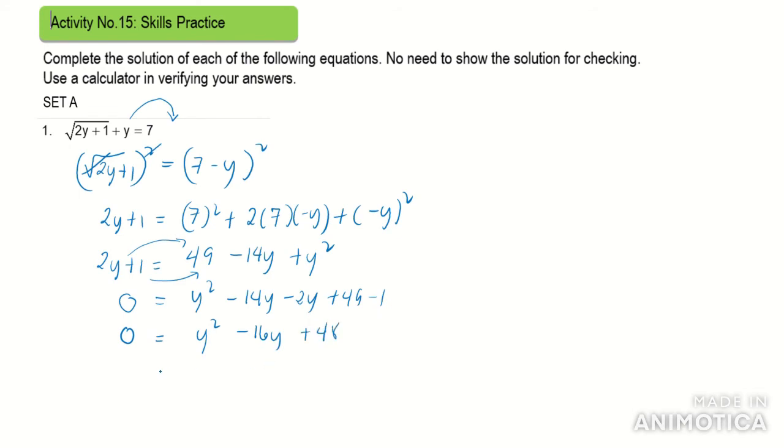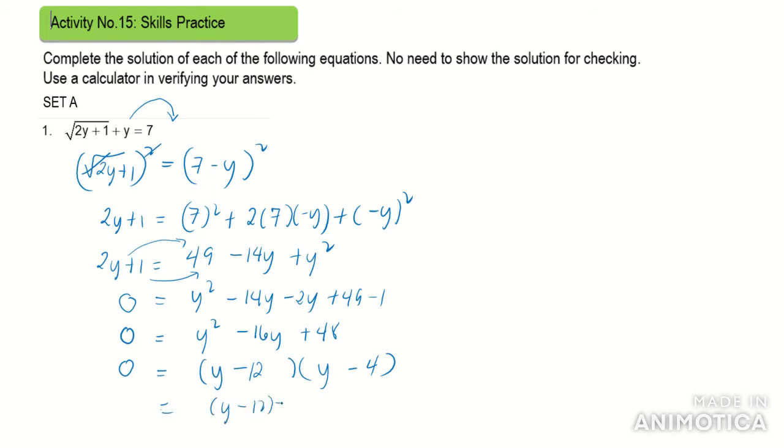Now we think of factors of 48 when added the sum is negative 16, so we have negative 12 and negative 4. So to say, this equation can be solved by factoring. You have the factors of y squared are y times y, and the factors of 48 when added the sum is equal to negative 16 are negative 12 and negative 4. Then we apply the zero product property by equating each factor to 0.